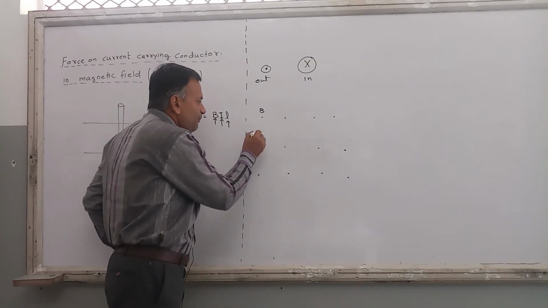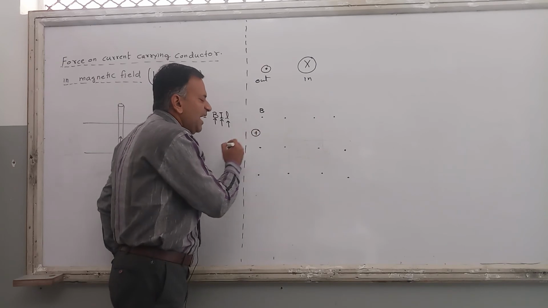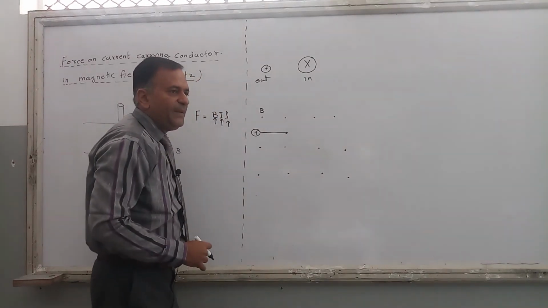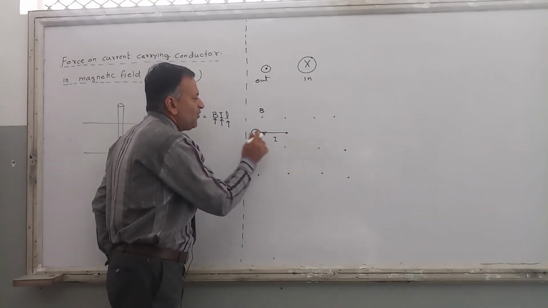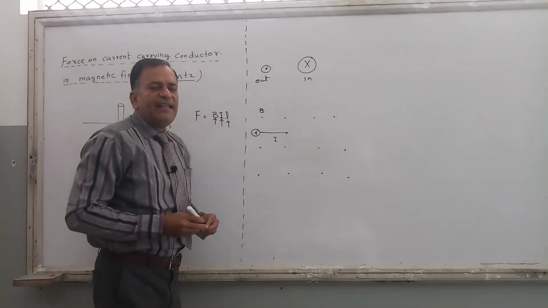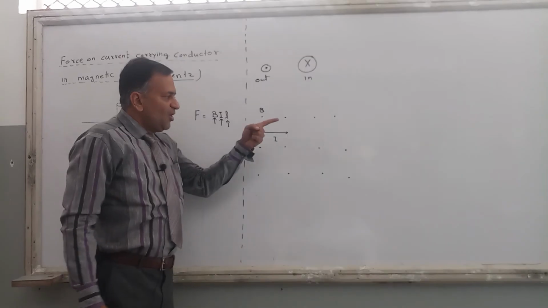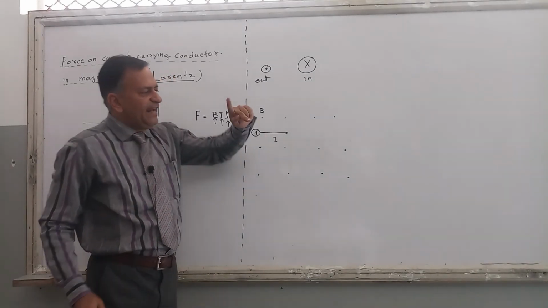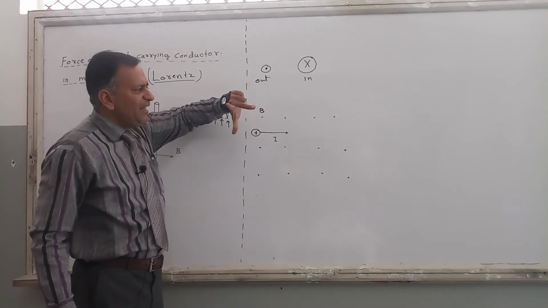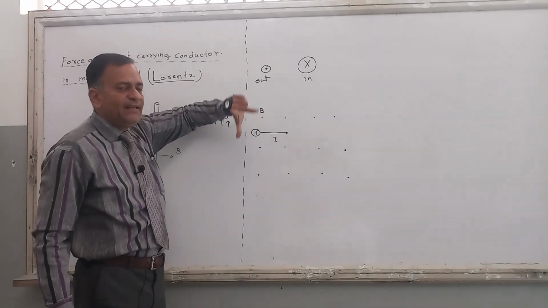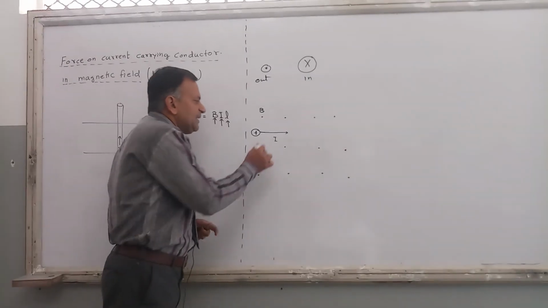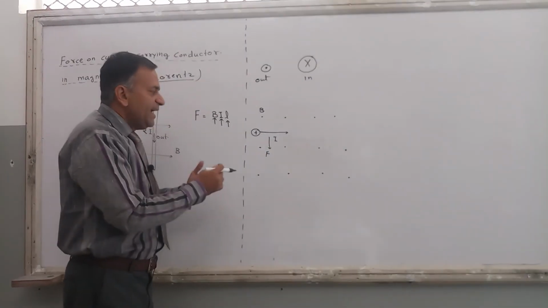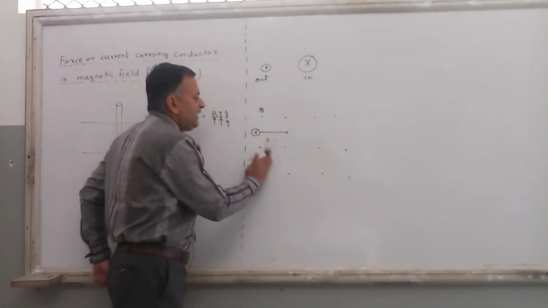And there is a proton, a positively charged particle, which is moving from left to right. That means the current is also moving from left to right. What is the direction of force? Field is outside, current is this way, and this will be the direction of force. That means this proton is going to experience a force in the downward direction.